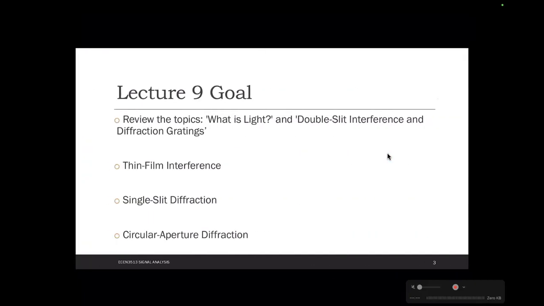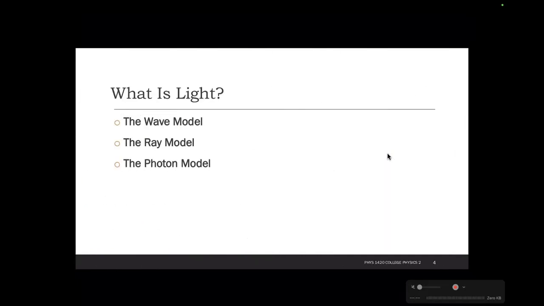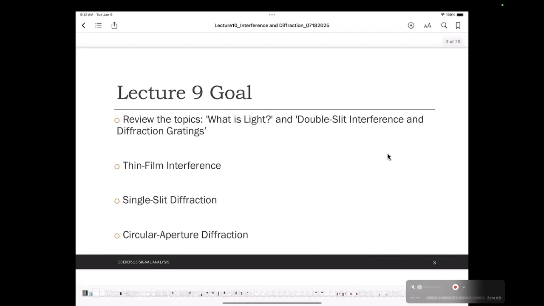And today's goal. Sorry, this is 10, it's not nine. So this is 10. Firstly, we will review the topics: what is light, and what is double slit interference and diffraction gratings.